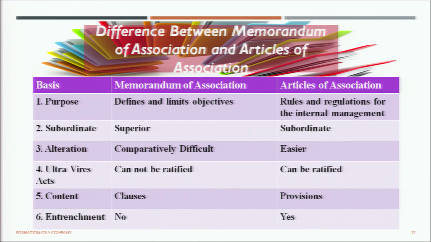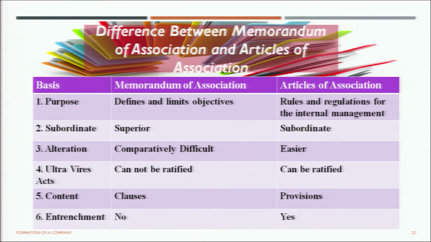Now once formed, if the company wants to make certain changes to the memorandum of association or to the articles of association, this alteration is comparatively difficult when it comes to the memorandum of association. However, the alteration is comparatively easier if one needs to alter the articles of association. Then the Ultra Vires Act, an act which is done beyond the powers of the company, beyond the objects of the company, cannot be ratified, which means if it is a violation of the memorandum of association, ratification is not possible. However, if the Ultra Vires Act pertains to the articles of association, it can be easily ratified.